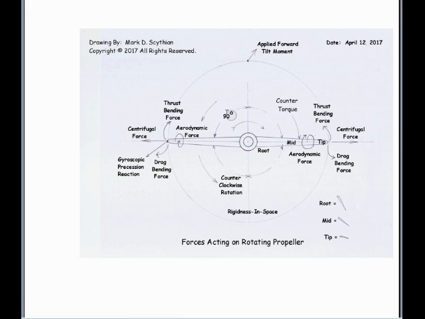Here's a drawing that I put together that represents these forces and moments which act upon a rotating propeller. This here is a two-blade fixed-pitch propeller rotating counterclockwise. And of course at the root you have a higher blade angle of attack, and then it decreases in angle towards the tip, represented by the helical twist.